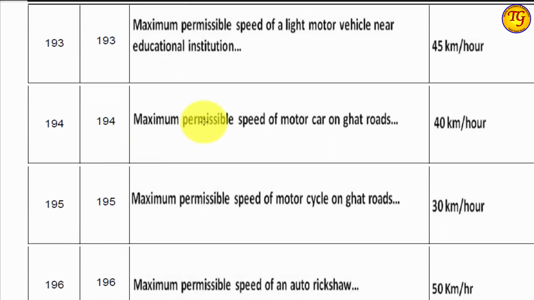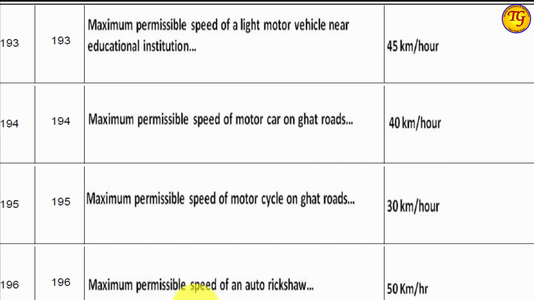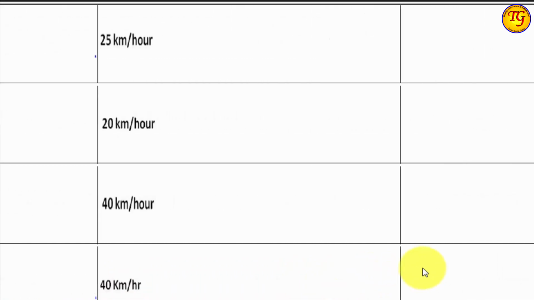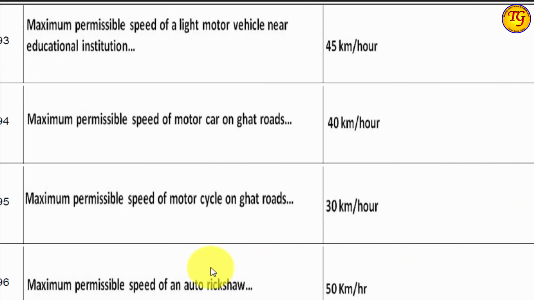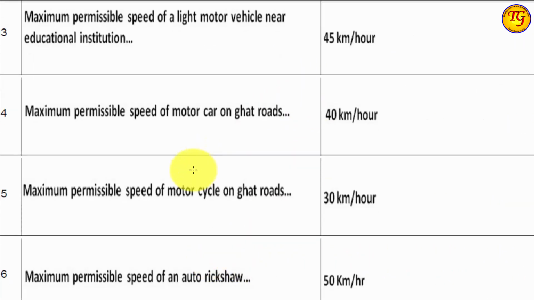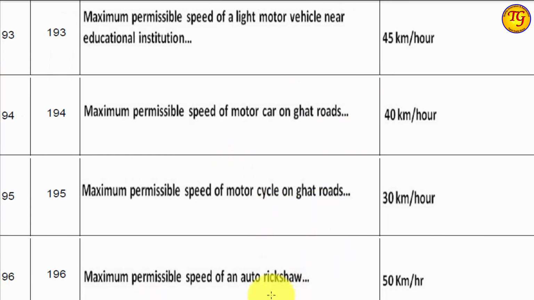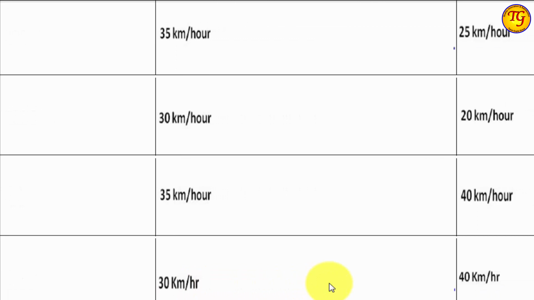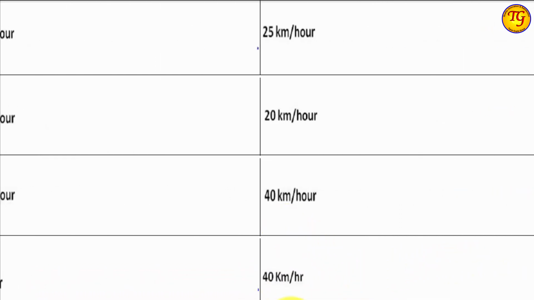Question number 194 says maximum permissible speed of a motor car on ghat roads. So motor car on ghat roads: 40 km per hour, 30 km per hour or 20 km per hour. Option number 1 is the correct one, 40 km per hour for motor cars on ghat roads. Maximum permissible speed of a motorcycle on ghat roads. Option number 1, 30 km per hour. Option number 2, 35 km per hour. Option number 3, 40 km per hour. So option number 3 is the correct one, 40 km per hour.